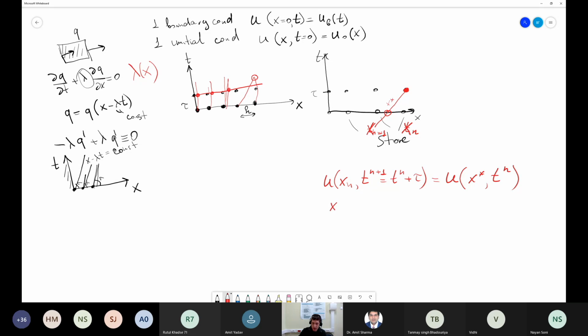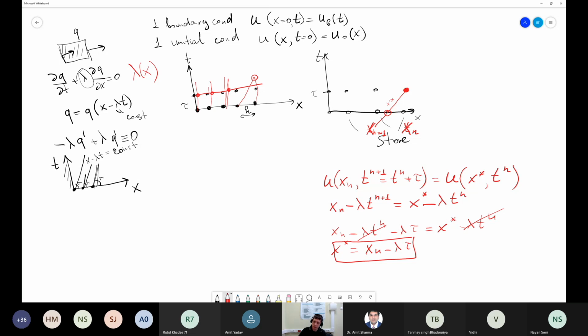And we know that xn minus lambda t(n+1) is equal to x star minus lambda Tn, because we are on this line. So xn minus lambda Tn minus lambda tau equals x star minus lambda Tn. So x star equals xn minus lambda tau. This is the position of this intersection, so we can calculate this point initially. We know xn, we know lambda, the parameter of the problem, we know tau, we set this tau small enough, and we know all values here.